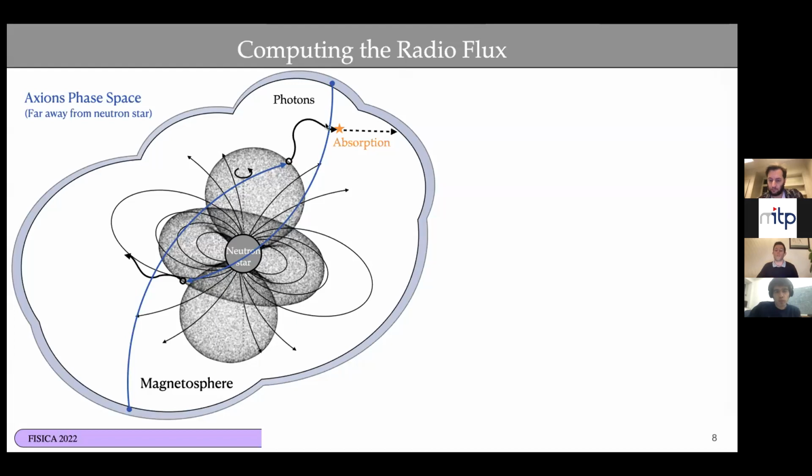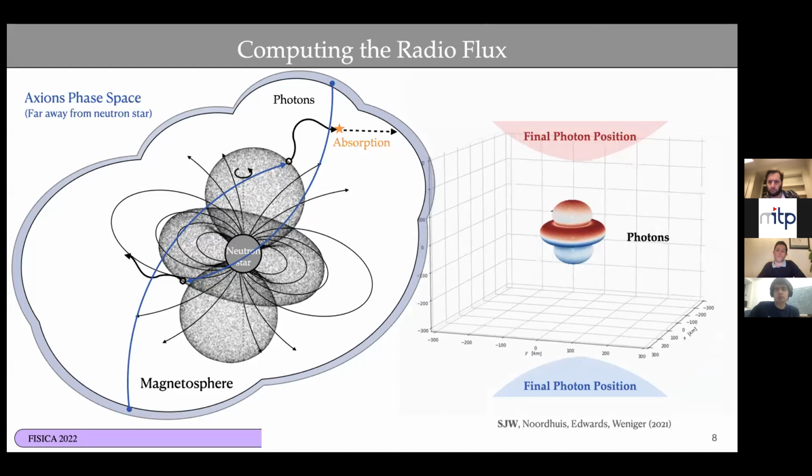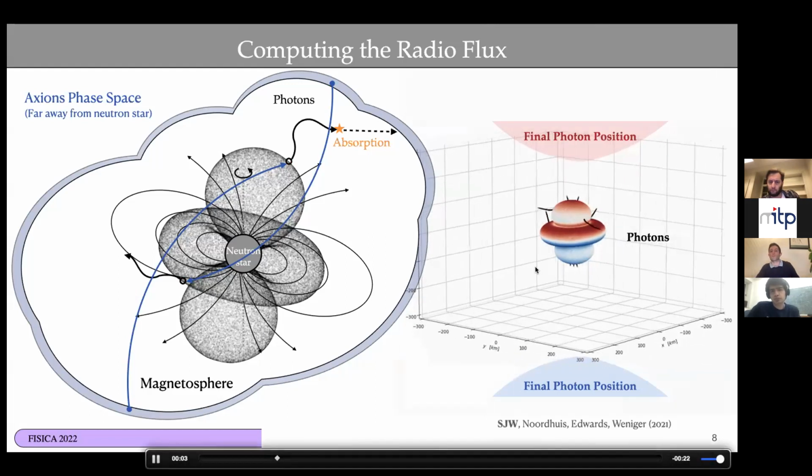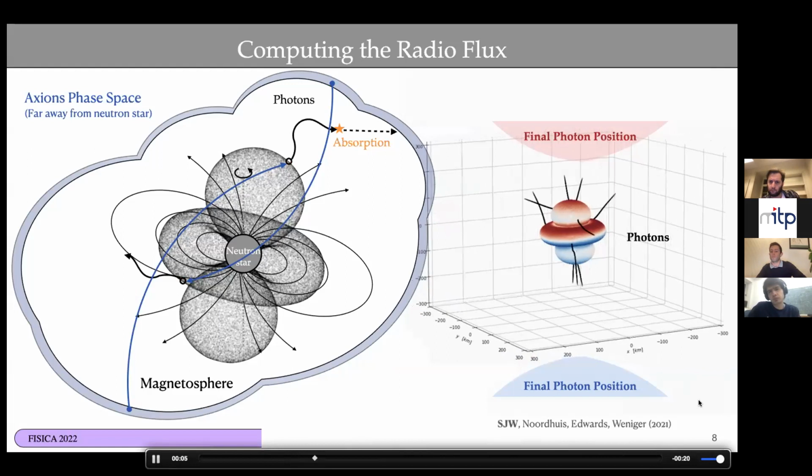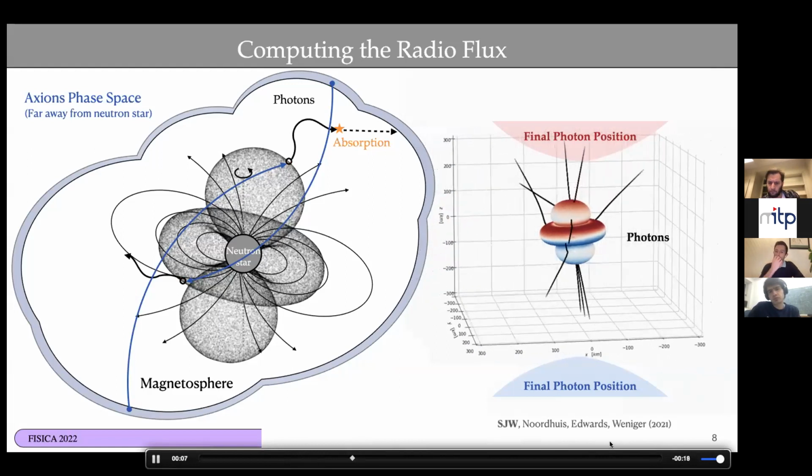And as they try to escape, some of these photons are going to undergo resonant synchrotron absorption, which is going to suppress the overall flux of photons that we generate. And this is a tricky problem, but it's one that can be addressed with geometric ray tracing methods. So I'm going to show a simulation from one of our recent papers here.